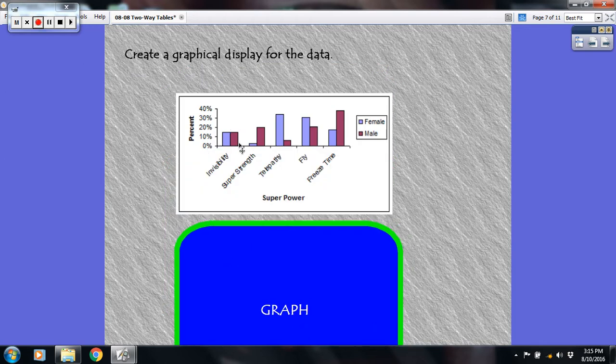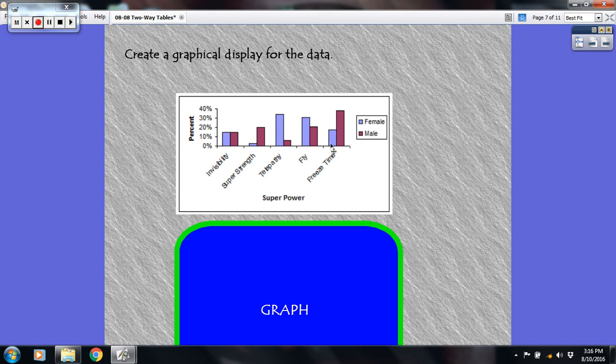Here we see that both males and females preferred invisibility at the same percentage, which was 15%. However, we see that super strength, the males preferred the super strength over the females. That's a significant difference. As well as telepathy, the females preferred that significantly to the males. And then flying was not exactly too different. It was close, closer than the others. But freeze time was also different. The males preferred that to the females.